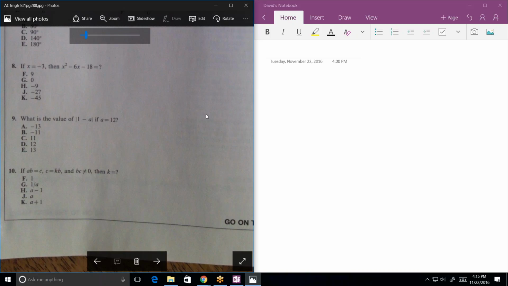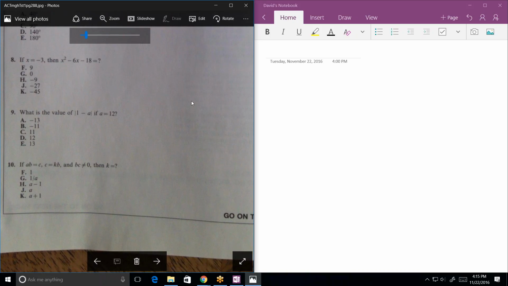9 minus negative 18. So it basically will be plus 18. Okay. Oh, so it's 9. It's 9. The answer is 9. Good. Number 9. That's the absolute value, is what those mean.